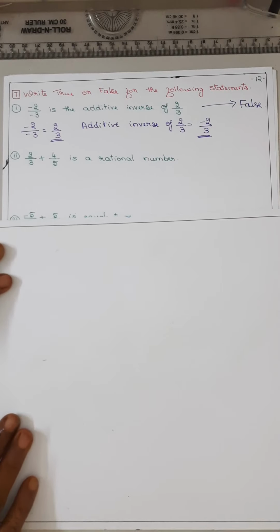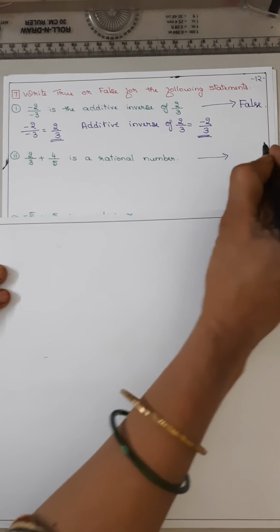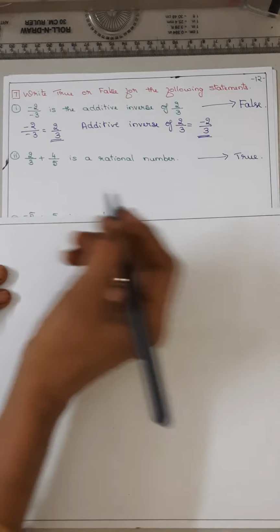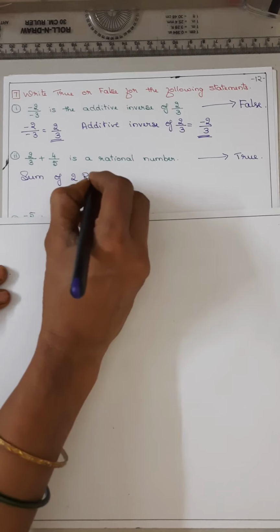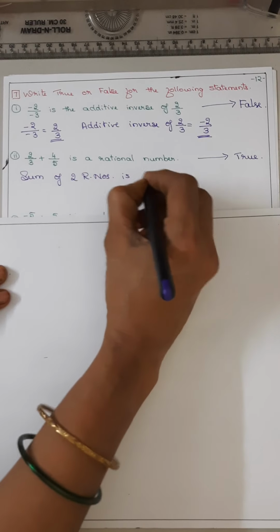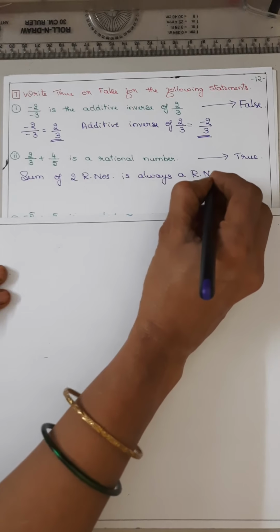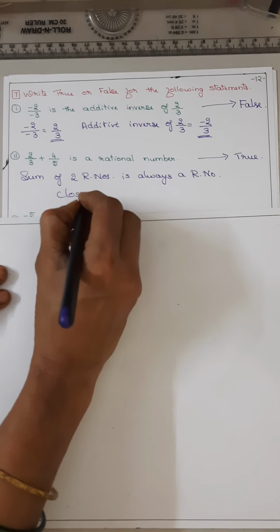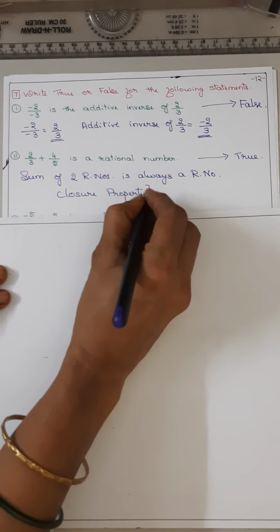Understood why it is false? Now coming to the next one. 2 by 3 plus 4 by 3 is a rational number. Yes. So the answer is true. Why? Sum of two rational numbers is always a rational number. That is called as the closure property. It is a property of an addition of rational numbers.